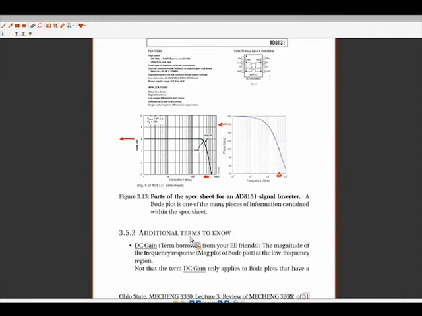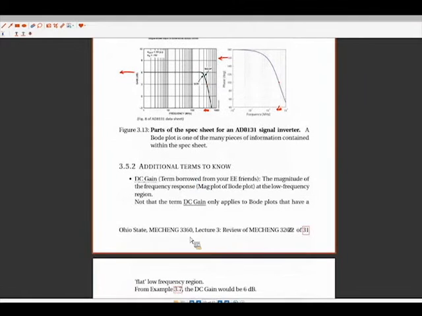Okay. Additional terms to know: DC gain. DC just corresponds to direct current. So we use the term DC gain that's borrowed from our electrical engineering friends. Basically, this is the magnitude of the frequency response plot in the low frequency region, provided that it is asymptotically going to a single value.